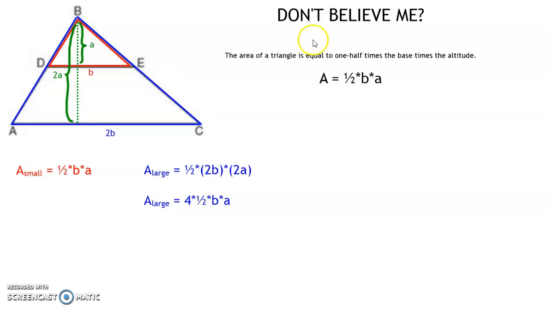Check this out. I know that the area of a triangle is equal to 1/2 times the base times the altitude, 1/2 times B times A.